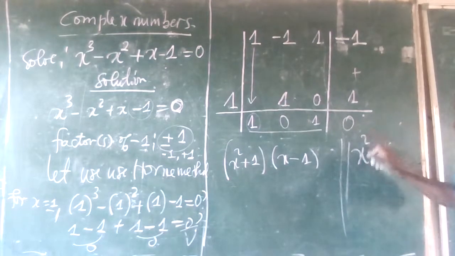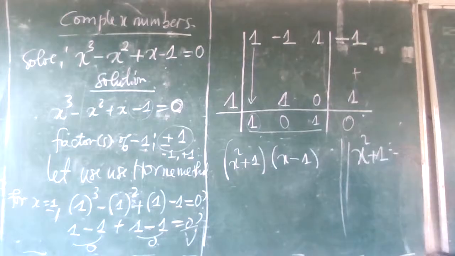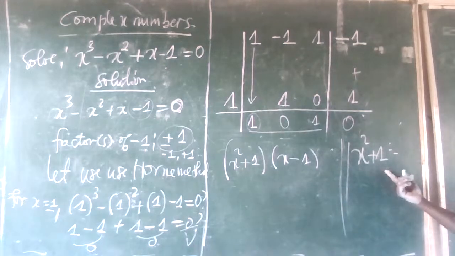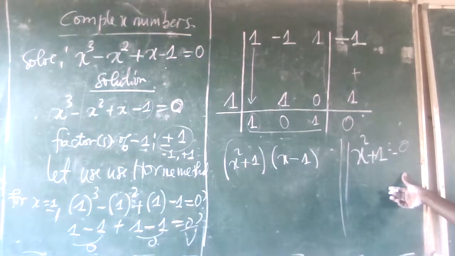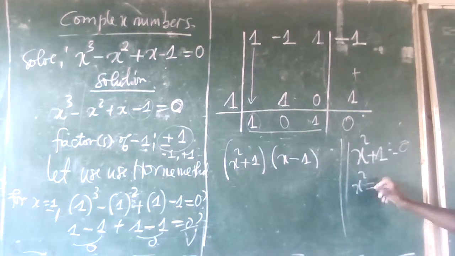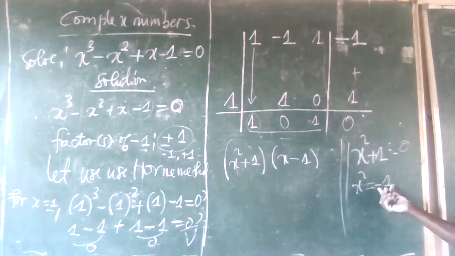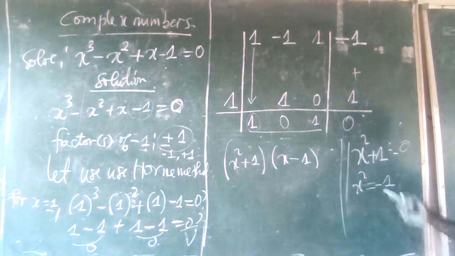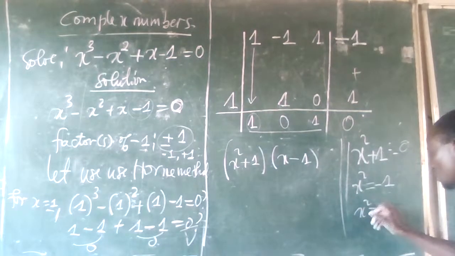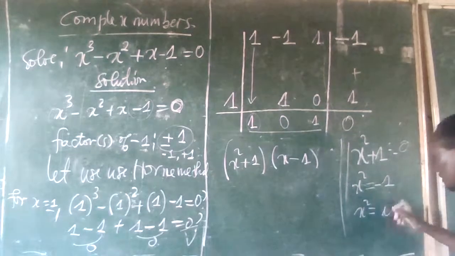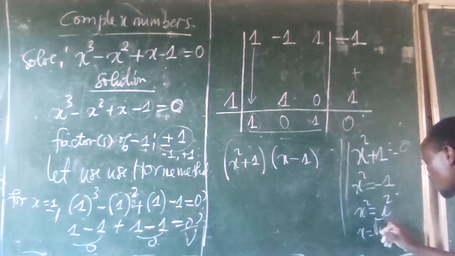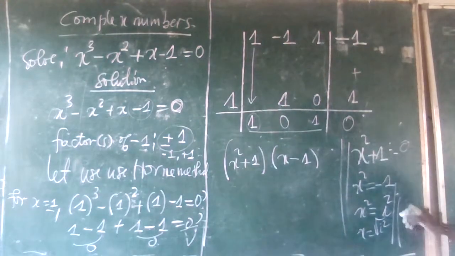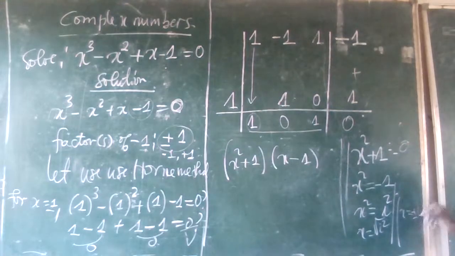If you have x squared plus 1 equal to 0, how should we solve this equation? It means x squared is equal to minus 1. We are in complex numbers, so this minus 1 exists. Minus 1 is equal to i squared. So x squared is equal to i squared. Finally, x is the root of i squared, then x is equal to plus or minus i.